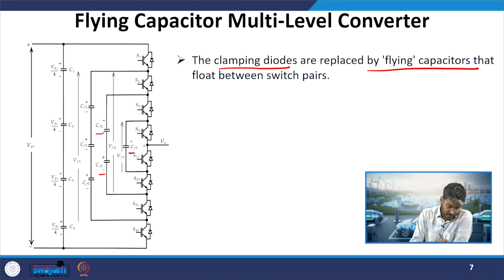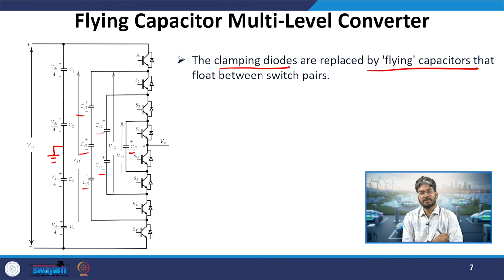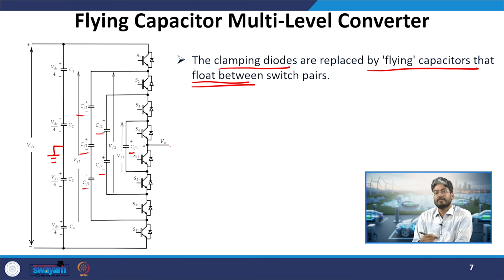So why do we say these flying capacitors? Because their potentials are not fixed, they are floating capacitors. Floating means they are not connected to a steady voltage point. What is the meaning of that? This point was fixed to the neutral point, but if you see, the capacitors are not connected to this fixed point. So they are floating in nature, or their potential is variable and depends on the algorithm which we use to balance the voltages. That is why we call them flying capacitors.